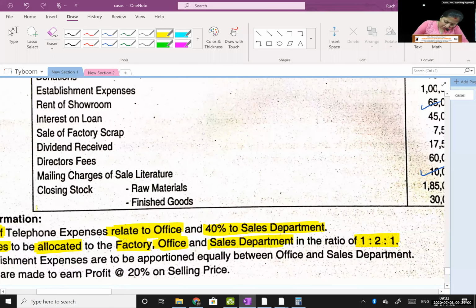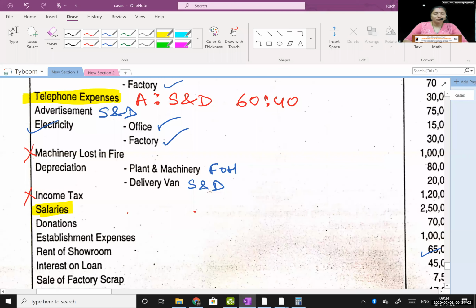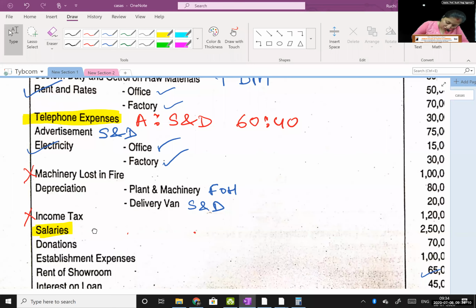So we will follow the question. If this information was not there, I would have taken salaries to office, that is, admin overheads. But now, since the information is there, let me follow the question. So they are saying factory is to admin is to selling and distribution, and the ratio is also given, 1 is to 2 is to 1.